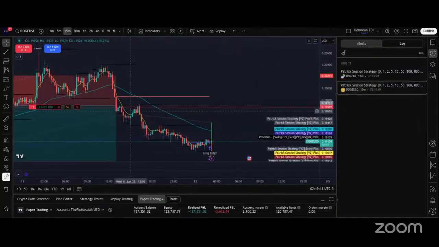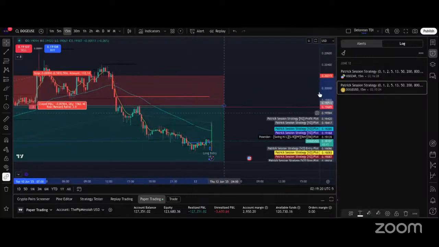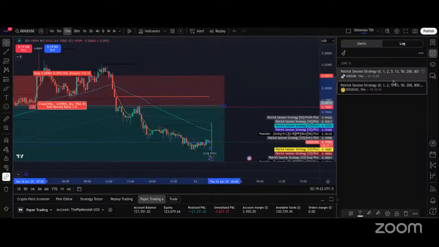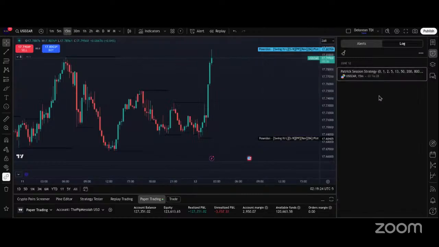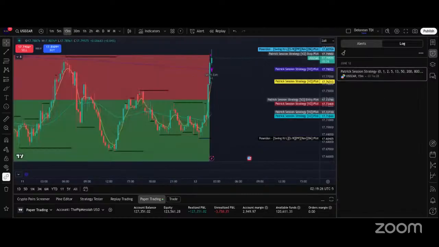Doge versus USD is a bust. This is going to continue to sell off. We have the United States dollar versus the South African rand. Again, the tool called this out as a sell. It obviously bought up and invalidated the trade. So this is bad.